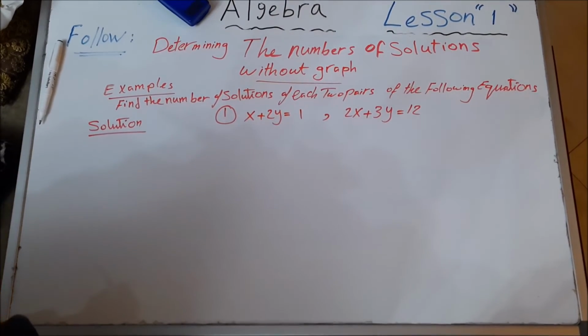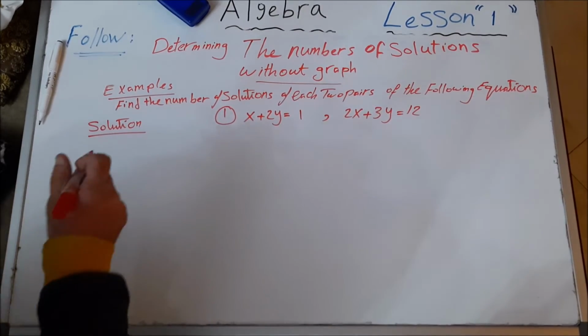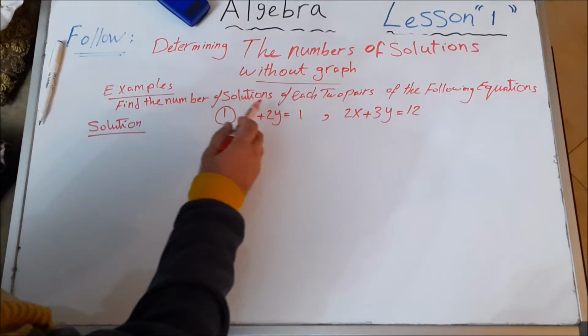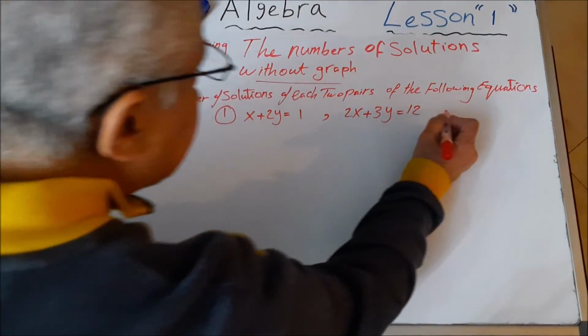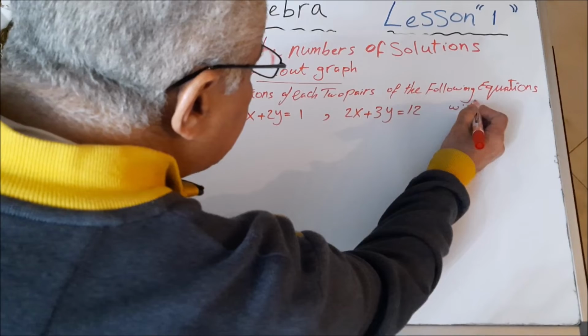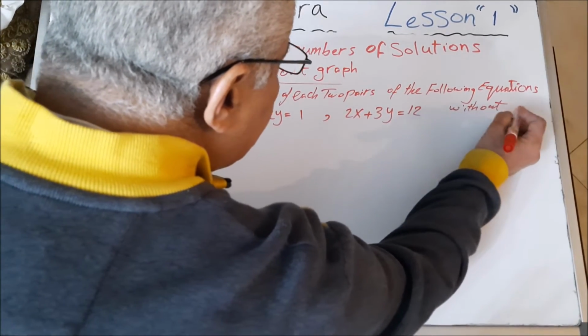هندي بقى example على الكلام ده. يقول لي ايه؟ Find the number of solutions of each two pairs of two following equation without graph.